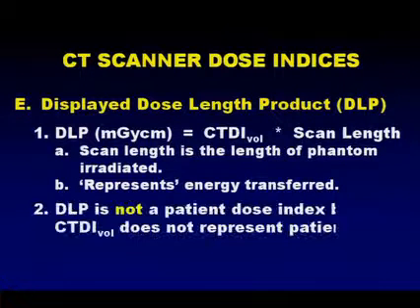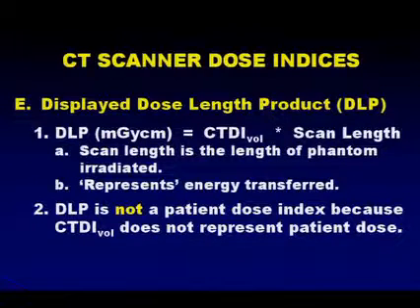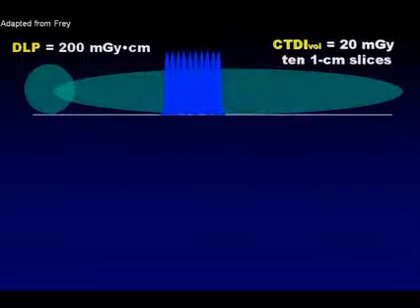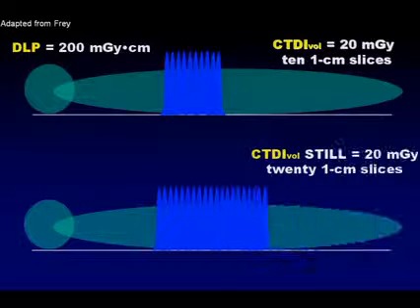It represents the energy that's transferred to the patient. And of course, because CTDIvol doesn't represent a patient dose, neither does DLP. But we can use it to say something about risk. If we give a patient 10 slices of CT radiation and we have a CTDIvol of 20 milligray, we're going to have a DLP of 200 milligray centimeter.